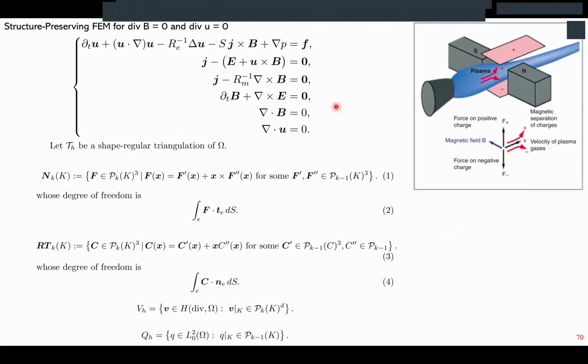I'm also working on conventional finite element methods. Here we are trying to solve the magnetohydrodynamics equations, and we hope to derive a finite element method that could preserve both divergence B and divergence U. So that's all for the work that I want to present here. Thank you.